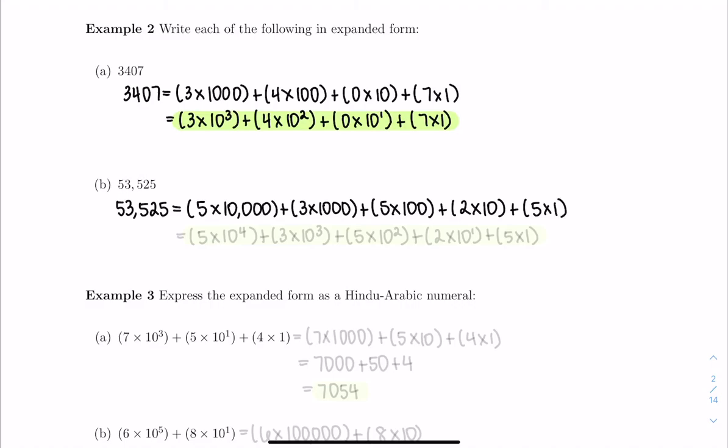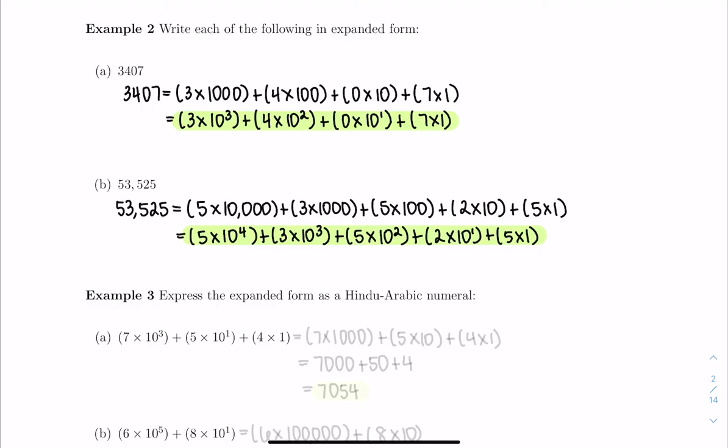So again, we want to make sure that we rewrite this in powers of 10. 10,000 is going to become 10 to the 4th because there are 4 zeros that follow that 1. We've got 3 times 10 cubed, 5 times 10 squared, 2 times 10 to the 1st, and 5 times 1. So what we did was we broke it apart and put it in expanded form.